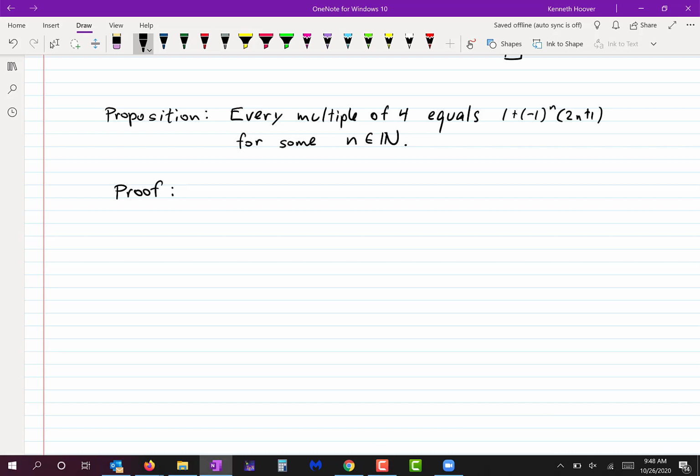Okay, notice that they did not give us the name of something specific to work with. They gave us a description, right? They said every multiple of 4 equals this form. So we are supposed to work with multiples of 4, right? But they didn't give us a name to use. So we need to do that ourselves. So we will start with let k be a multiple of 4.